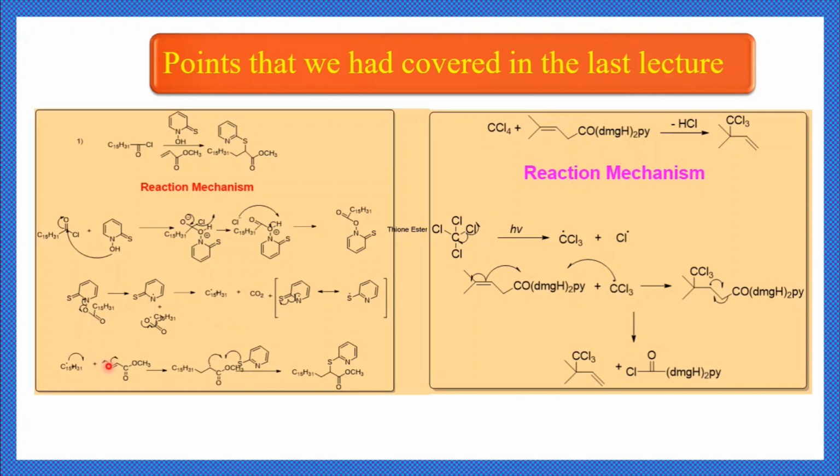Now in the next step, this C15H31 radical reacts with your alpha beta unsaturated ester. The homolysis of this carbon-carbon double bond takes place. It generates two CH2 radicals. Now this CH2 radical reacts with your C15H31, and you will get this compound. Then the generated CH2 radical is trapped by this derivative of pyridine, and you will get this final product.